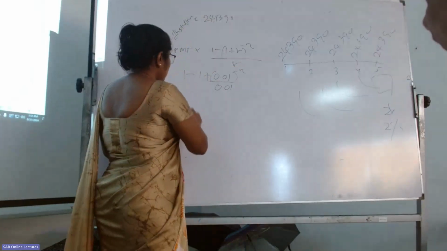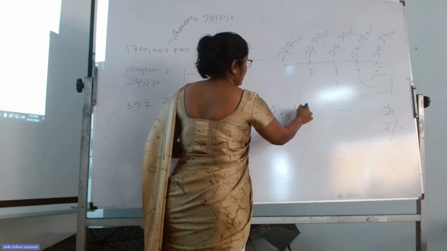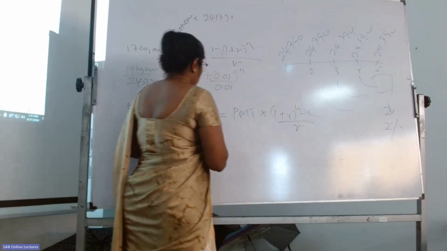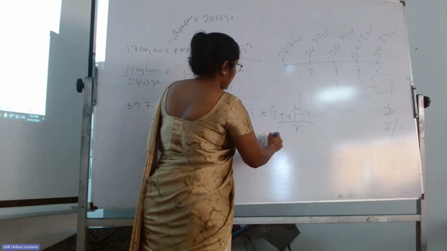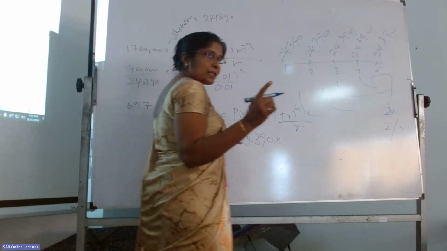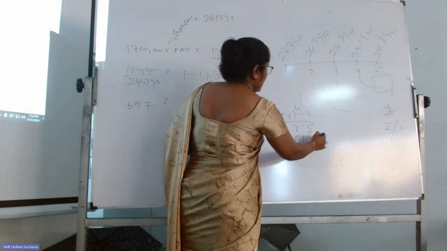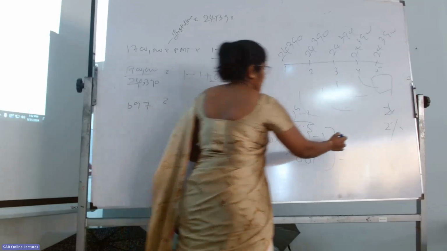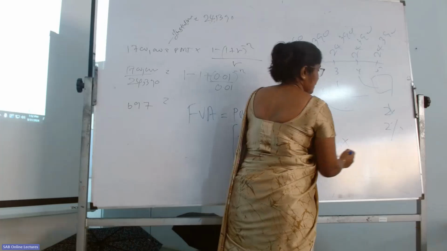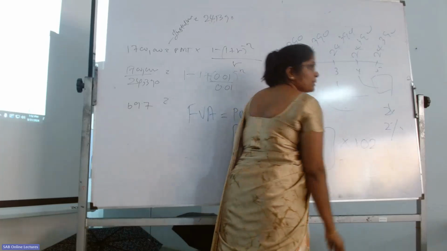Like an annuity. So the future value of an annuity is equal to the periodic payment into 1 plus r to the power n minus 1, divided by r. So the periodic payment is 24,390. Monthly interest rate 1%. So 1.01 to the power 5 minus 1, divided by 1%. For this, you have to pay 2%. So that means from this you have to multiply by 1.0.